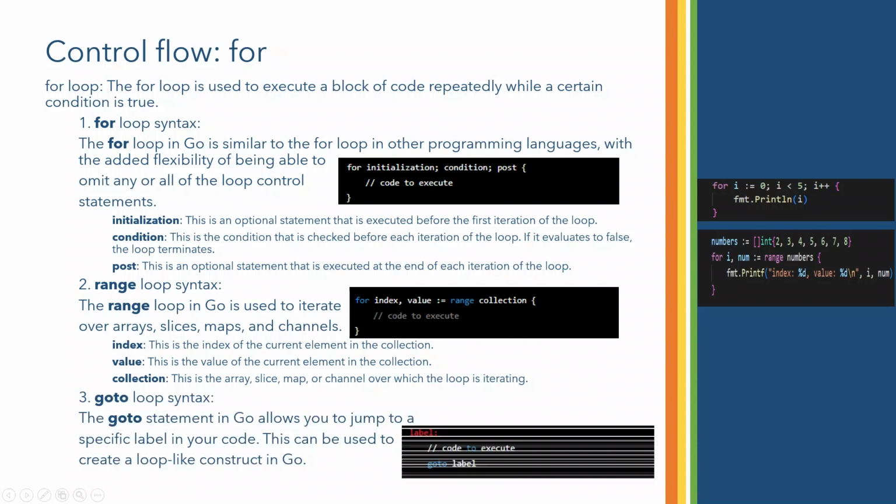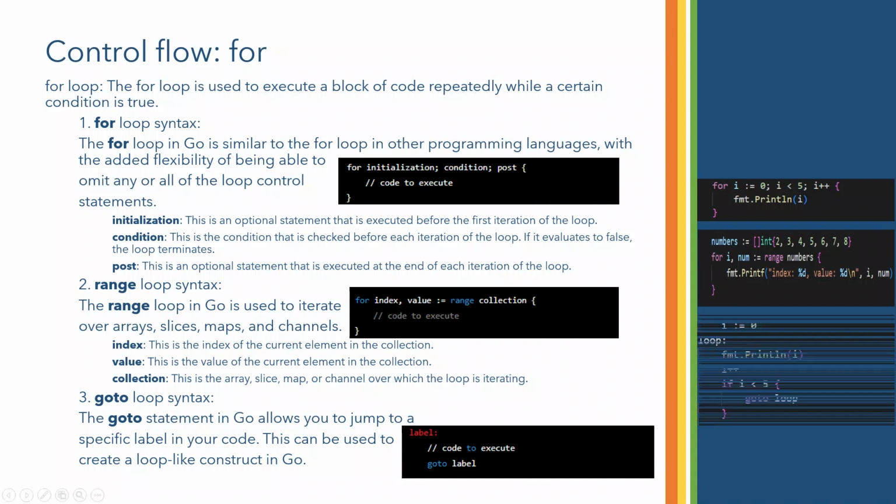And the third loop is goto. The goto statement in Go allows you to jump to a specific label in your code. This can be used to create a loop-like construct in Golang. So label, code, and goto label, again it will go back to the label and start executing. Example, i equal to 0, loop. So this loop will print from 0 to 4.